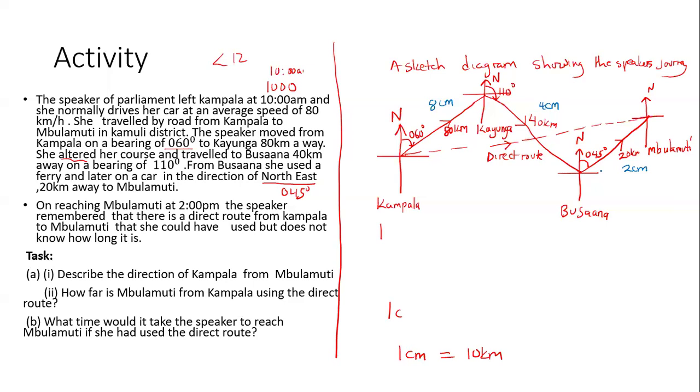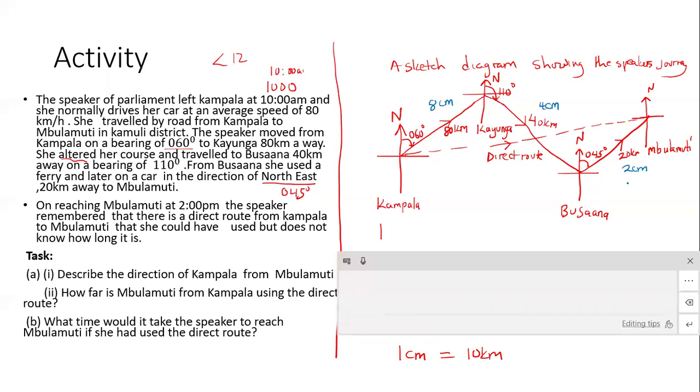Mum, you have seen that the angle actually is not 110. The 110 is Kayunga, because they told us that she traveled to Busana, 40, on a bearing of 110. Okay, so we are drawing, everyone. We are going to compare our answers at the end.